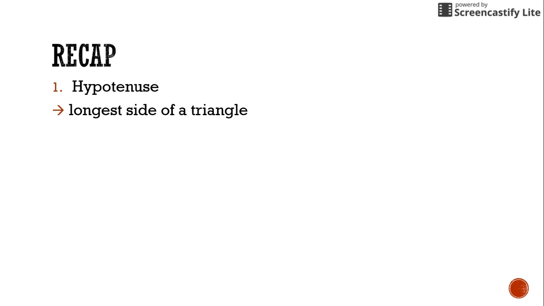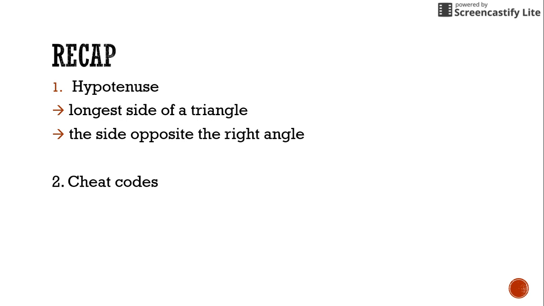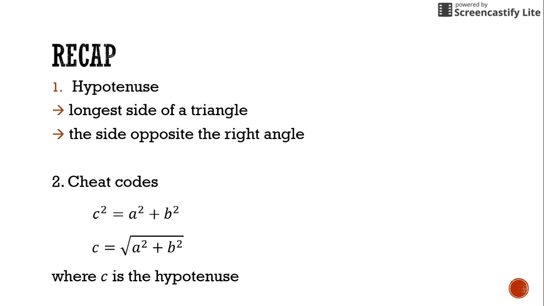So just a recap. Number 1, what is the hypotenuse? It is the longer side of a triangle, but to really confirm, we identify it as the side that is opposite the right angle. And the cheat codes to remember: c squared is equal to a squared plus b squared, or c is equal to the square root of a squared plus b squared. And of course, c is the hypotenuse. It doesn't matter which sides are a or b, as long as we know our c very clearly.